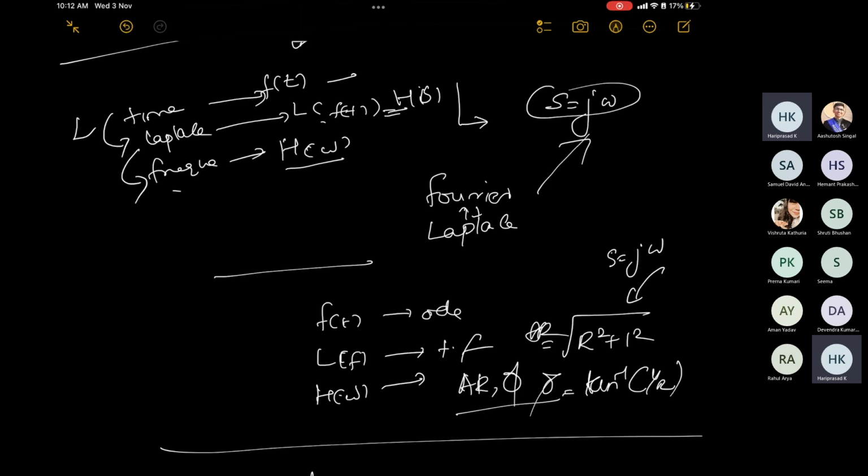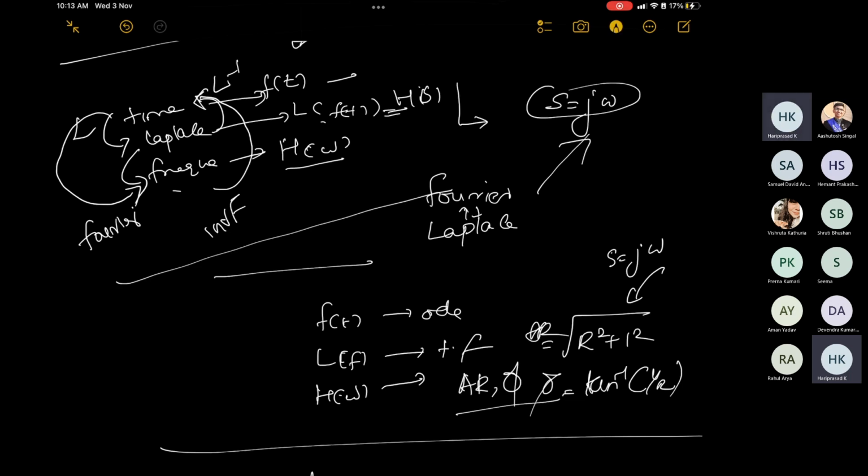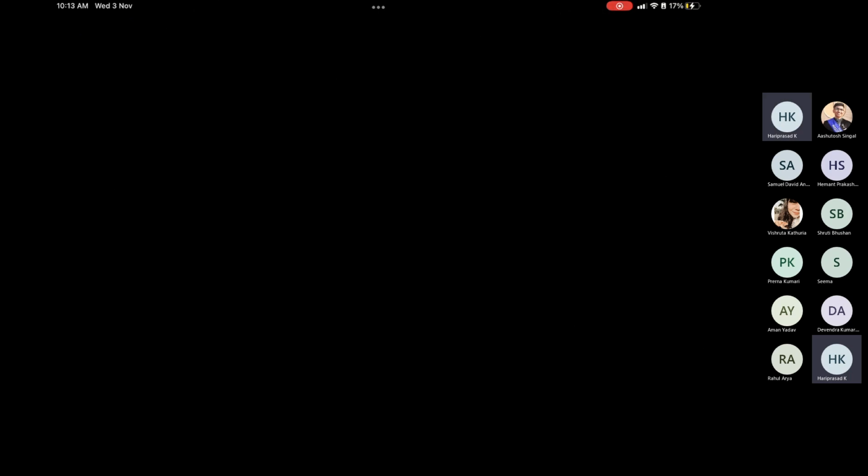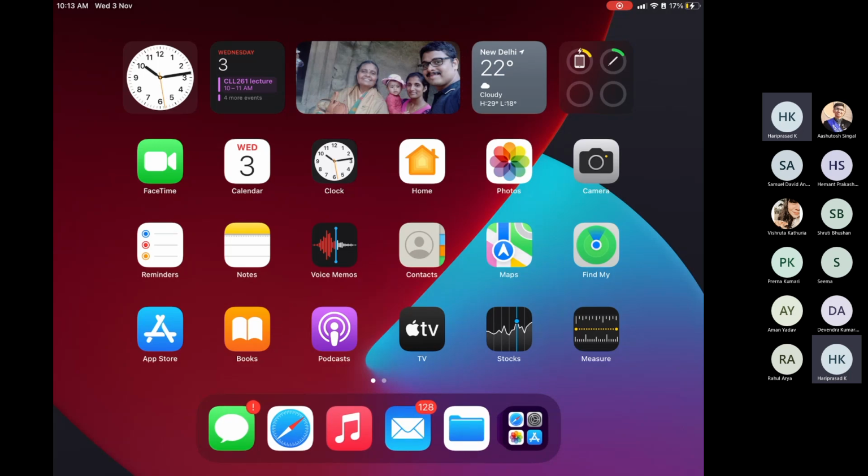You can also move from the time domain to the frequency domain using the Fourier transform, and all their inverses. To go back, use the inverse Laplace transform, and from the frequency domain directly back to the time domain, use the inverse Fourier transform. This was the first point I mentioned. Now, coming to the second thing, the representation in the time domain, which is f of t, is mostly in terms of ODE.